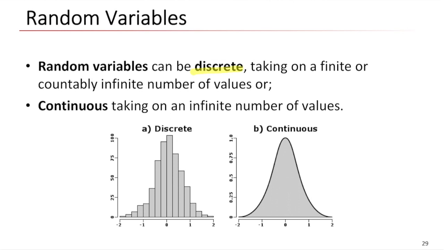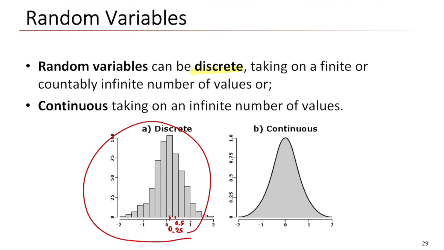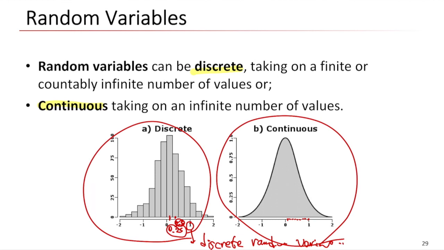A random variable can be discrete, taking a finite or countably infinite number of values. Here you can see the discrete random variable case, where the values would be, for example, 0.25 or 1. A random variable can also be continuous, taking infinitely many values. Here there is a continuous range of numbers. So a random variable can be discrete or continuous.